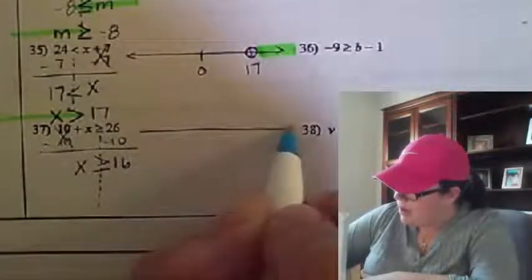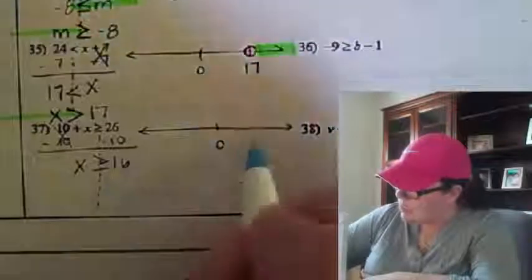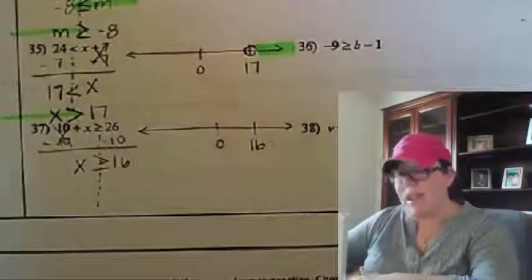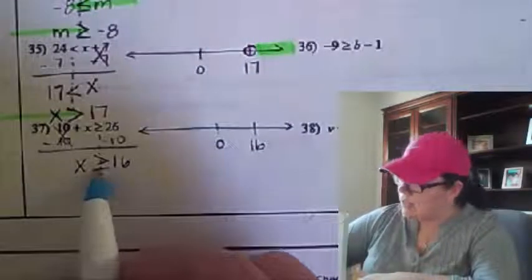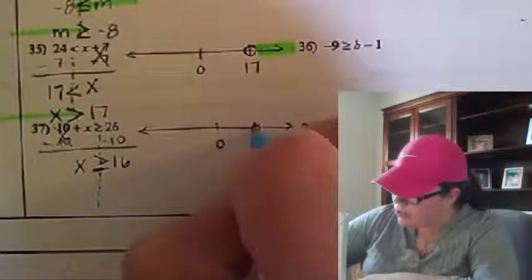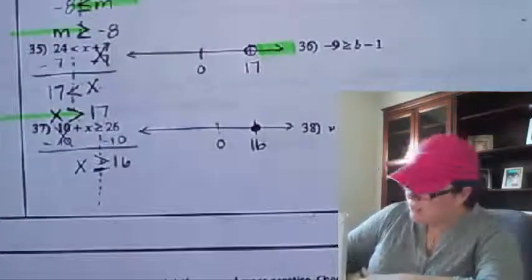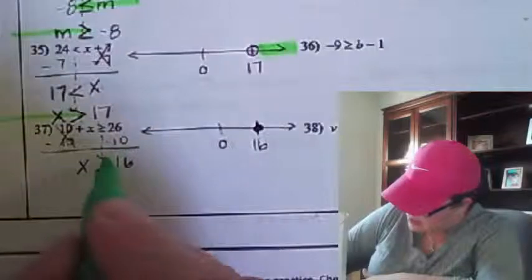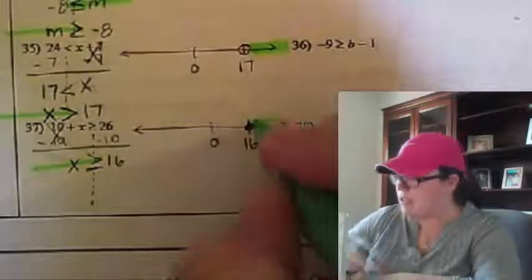Draw my number line with 0 in the middle. 16 is going to be somewhere over here with the positive numbers. Now, open circle or closed circle? Well, it has the equal sign, so that means 16 is part of our solution. It can be equal to 16, so I'm going to shade it in. And then when I look to see where am I going to shade this? Well, my arrow is pointing to the right, so I want all the values bigger than 16, which go off to the right.